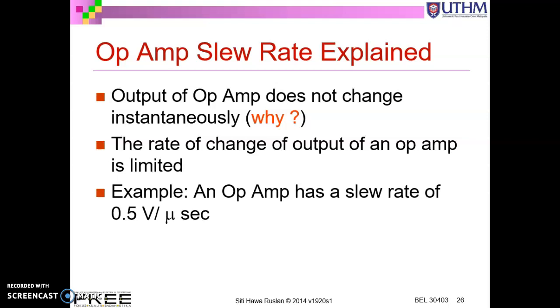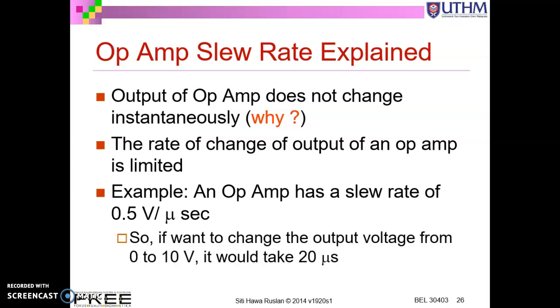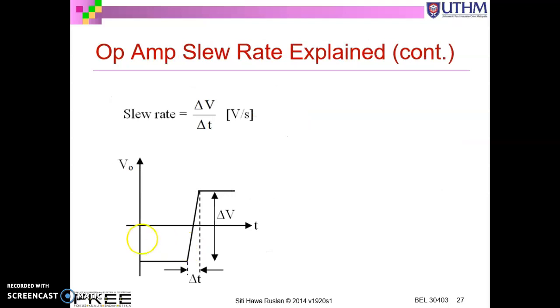For example, if you have an op-amp with a slew rate of 0.5 volt per microsecond, it will take about 20 microseconds for the output voltage to change from 0 to 10 volt. So what you see is what is called slew rate, which is the measure of the rate of your voltage changing with respect to time. It is measured in voltage per second, delta V over delta T, how fast your output changes with time. Since op-amp is not ideal, the signal has to propagate, so there is a slope over here which is called the slew rate.